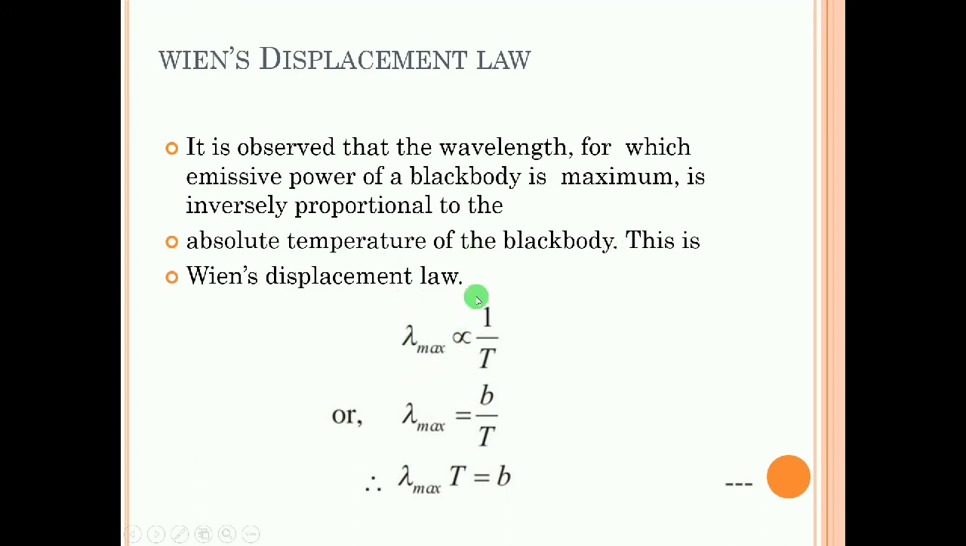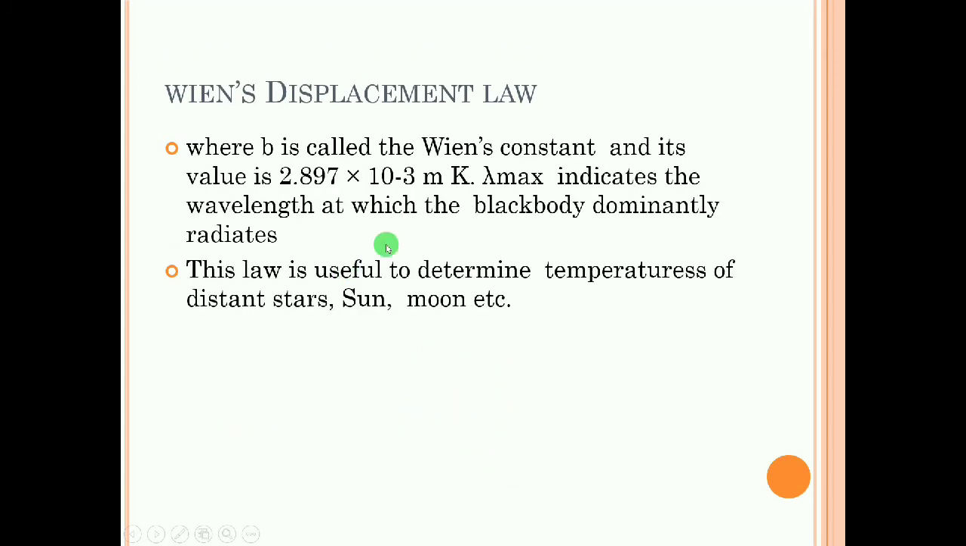That is, the wavelength for which emissive power is maximum, that is nothing but lambda max. This lambda max is inversely proportional to the absolute temperature of the black body. The proportionality constant here is small b, known as Wien's constant. We can write lambda max into T is equal to b. Wien's constant value here is 2.897 into 10 raised to minus 3 meter Kelvin. So using Wien's displacement law we can determine the temperature of distant stars, sun, moon, etc.